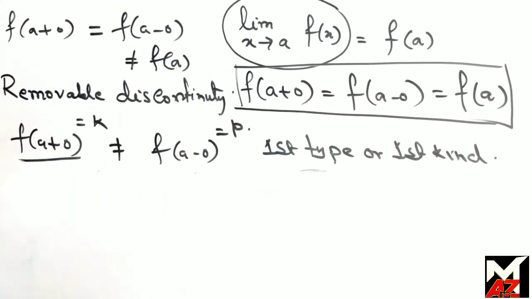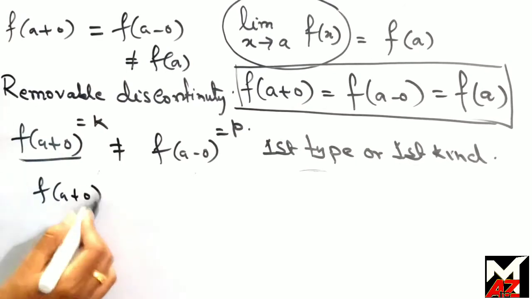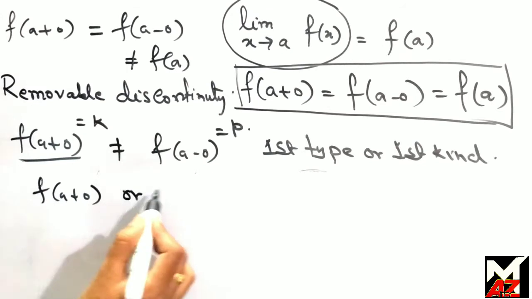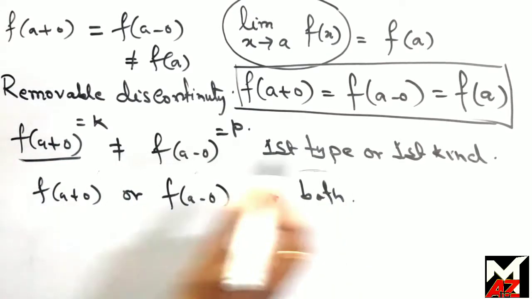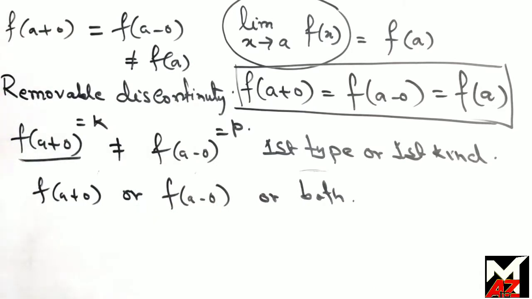Now if any one of f(a+0) or f(a-0), or both, does not exist, then this type of discontinuity is said to be discontinuity of second kind or discontinuity of second type.